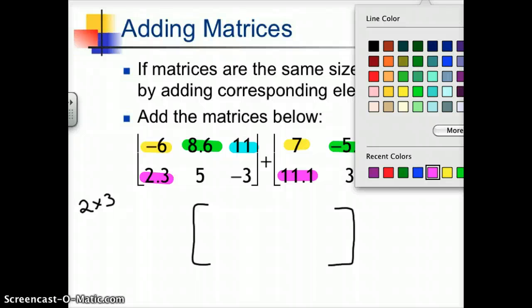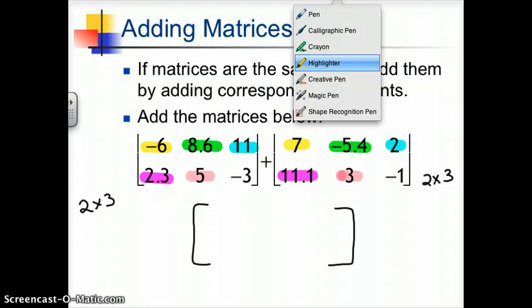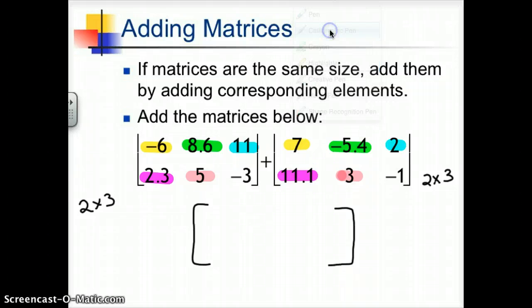Let me see if I can get you another color. Let's see if I got that. There we go. And then we'll call the last one blank. So I think that can work out. So here we go. I'm going to add -6 and 7. That's going to be my first answer, and that's going to be a +1. So that's going to go up here in the top left.